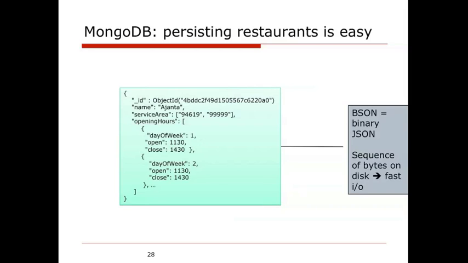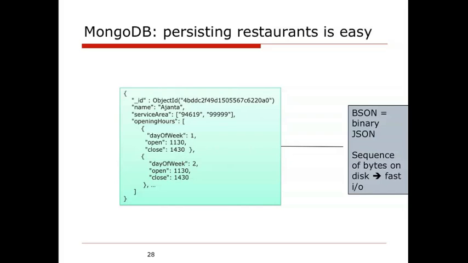So in MongoDB, it's very straightforward to map an aggregate like a restaurant, along with its service area and its opening hours and so on, to a single document. On this slide, I've got a restaurant called Ajanta. It's my favorite Indian restaurant in Berkeley. It has a service area that's a list of zip codes. It has opening hours that's a list of documents that store the time ranges. So it's very straightforward to map your restaurant entity into a document.